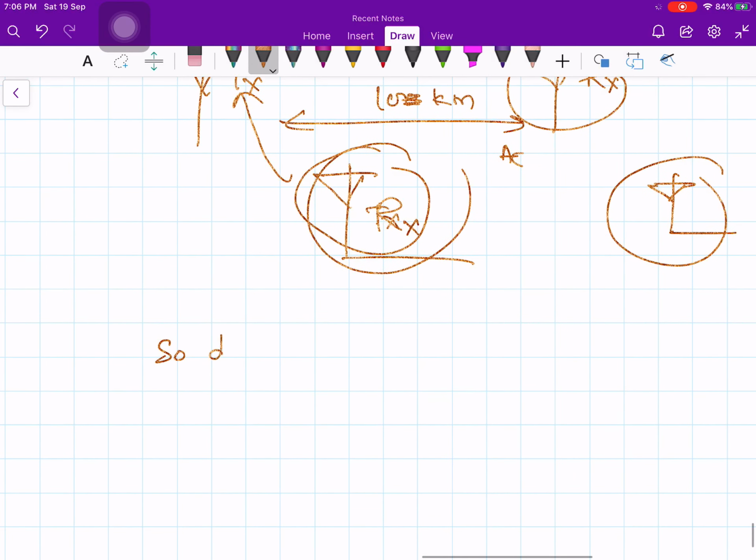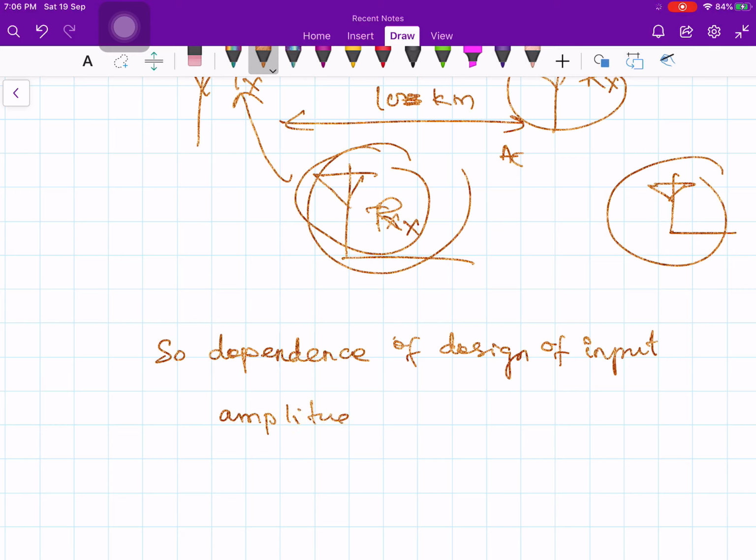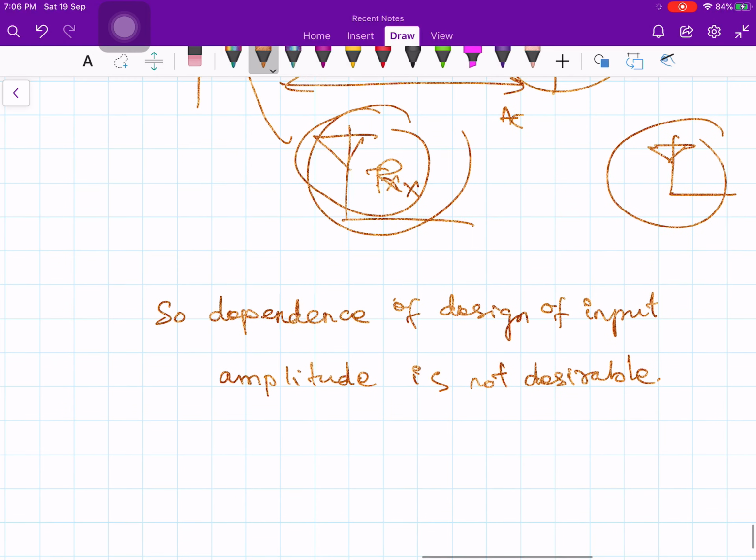So dependence of design on input amplitude is not desirable. Now how can we remove this dependence? Because AC is varying. Varying means AC is a function of time. Sometimes it is larger and sometimes it is lesser.